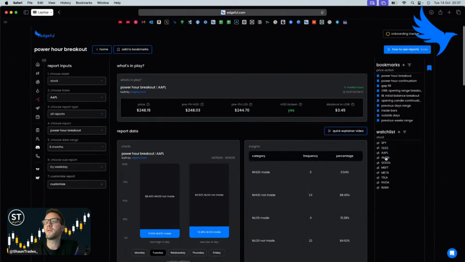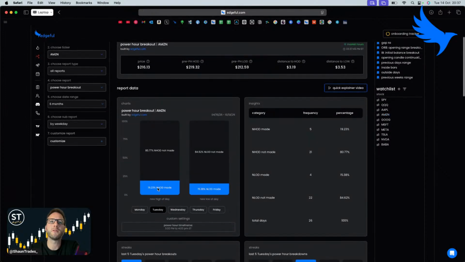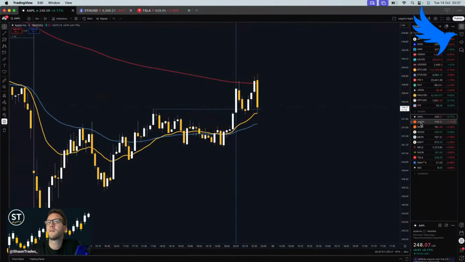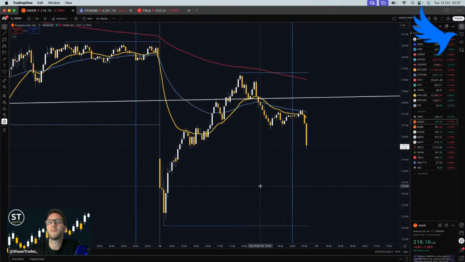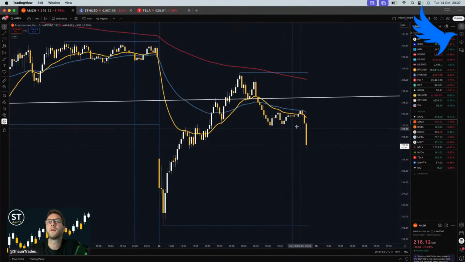So yeah, Apple, Amazon would be similar. So 19% new high of day made. I think they're currently, where is it? They're kind of dumping as well. So the high of day was made up here. What you want it to be though, when you're getting into this particular setup, you want the stock to be trading around this sort of area. We are dumping on this close.